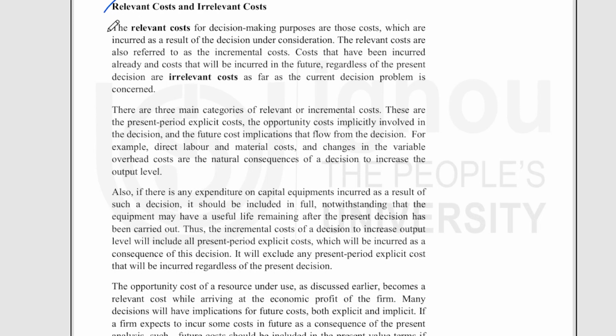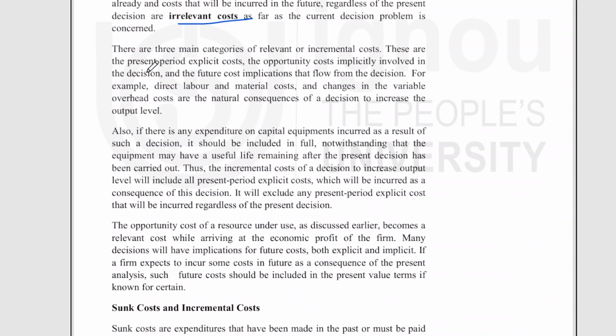The relevant costs for decision making purposes are those costs which are incurred as a result of the decision under consideration. The relevant costs are also referred to as the incremental cost. Costs that have been incurred already, and costs that will be incurred in the future regardless of the present decision, are irrelevant cost as far as the current decision problem is concerned. And there are three main categories of relevant or incremental cost. These are the present period explicit cost, the opportunity cost implicitly involved in the decision, and the future cost implications that flow from the decision.